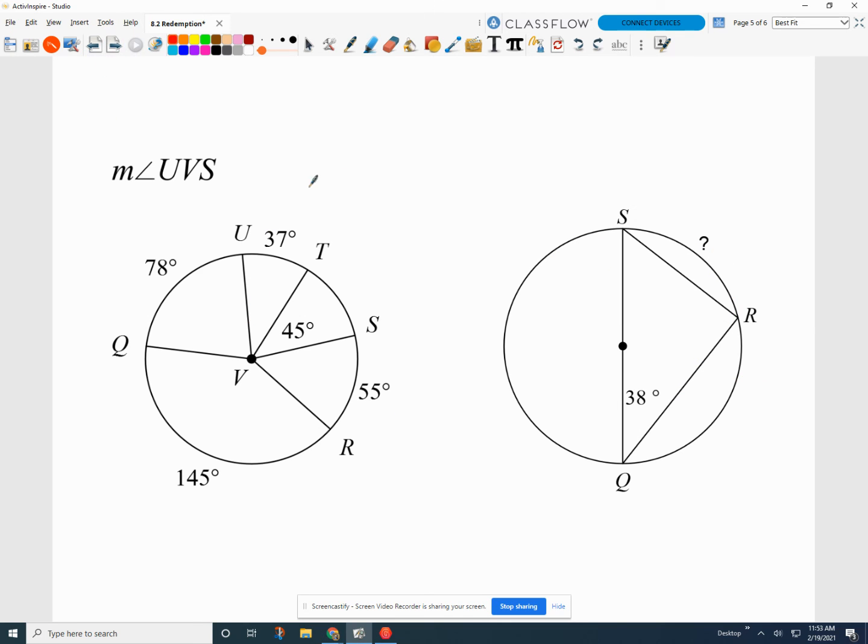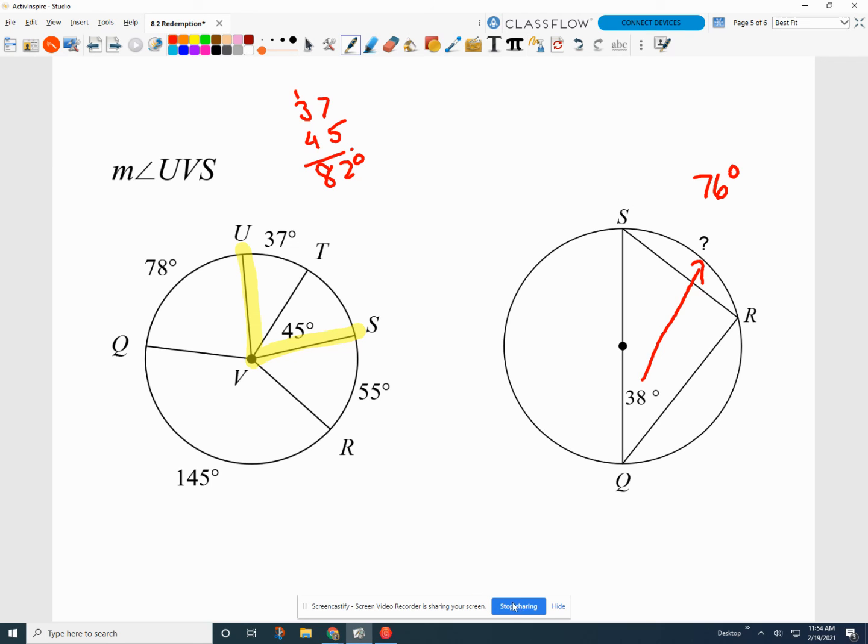All right, I got one more. Angle UVS this time. UVS. Oh, that one's the easiest one we've had so far. So I need to add together these two pieces that make up the inside of that angle. So 37 and 45. I got 82 degrees. And then here I've got an inscribed angle. Follow it out to get the arc. So times 2, 76.